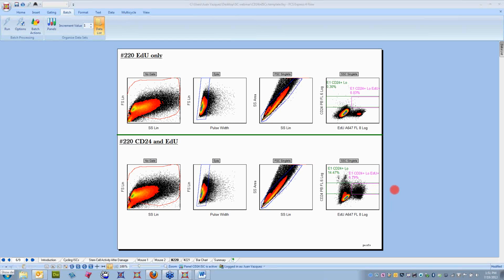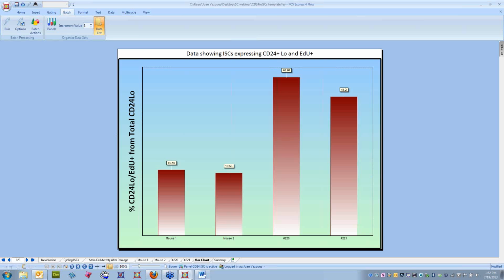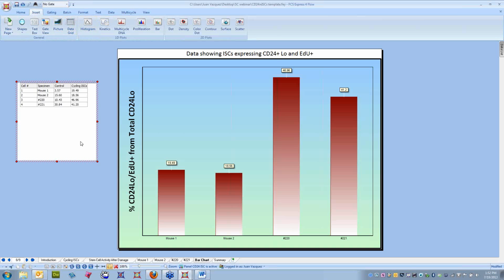So this data may be a little bit confusing to you. It would be to most people that don't look at it very often. And so let me show you. Here we're looking at the bar chart of the data. This is a great way to convey this data rather quickly to somebody that's not experienced with flow cytometry or even just the tissue or experiment you're working with.